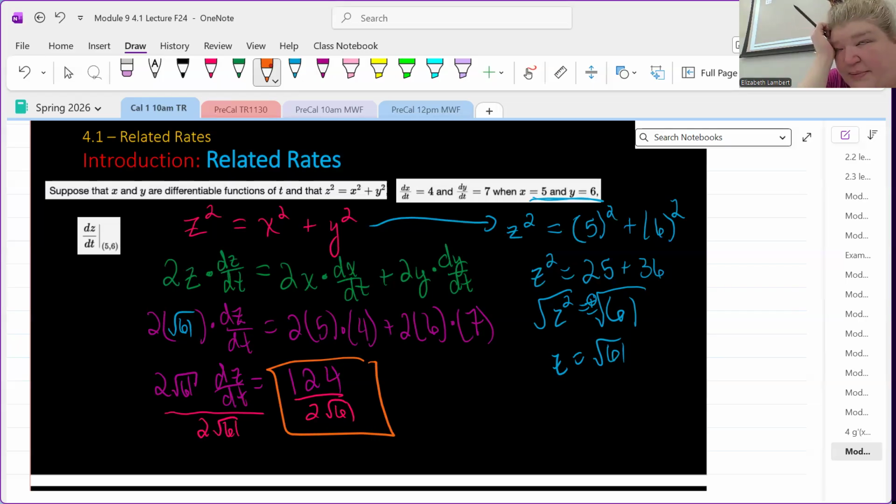Now we could multiply by the square root of 61 over the square root of 61, and that's fine. The 124 divided by 2 does reduce, so we could do that, but WeBWorK should take the fraction even unreduced. But that would be 62 over the square root of 61 if we reduced it.